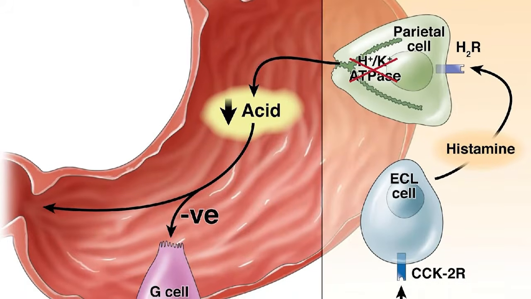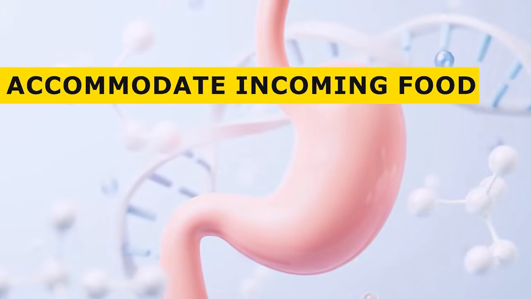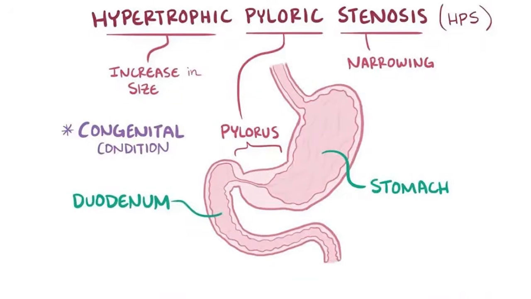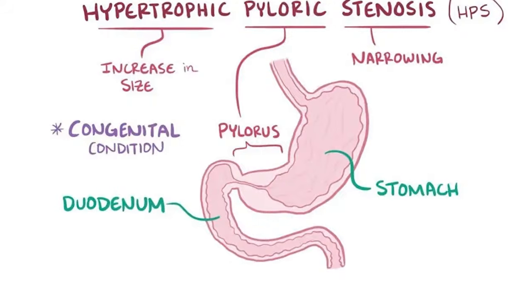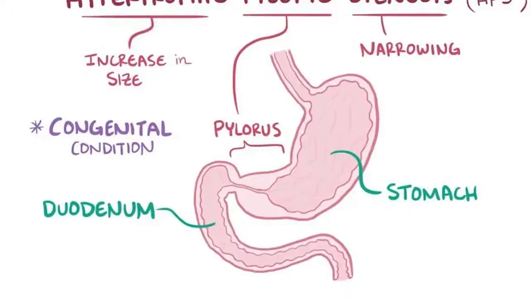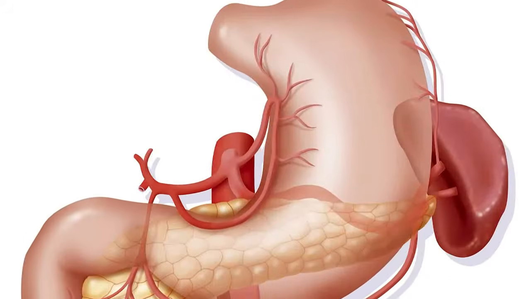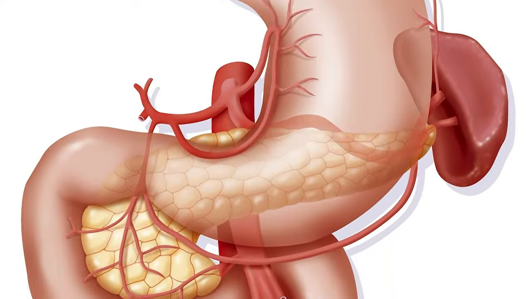Receptive relaxation occurs when the fundus and upper body of the stomach relax to accommodate incoming food. Peristaltic contractions begin in the body and move toward the pylorus, mixing the food with gastric secretions. Gastric emptying is regulated by the pyloric sphincter, which ensures that only small amounts of chyme enter the duodenum at a time.